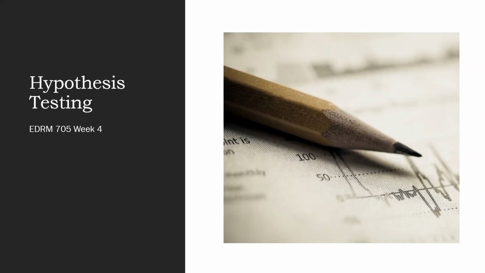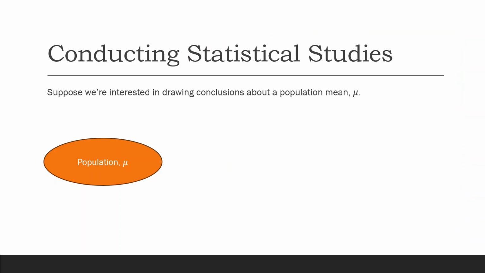Let's talk about hypothesis testing. Whenever we conduct a statistical study, usually we're interested in drawing conclusions about some characteristic of a population, right? And so for this part of our course, we're going to be thinking about drawing conclusions about a population mean mu. So we usually start with the population that we're interested in, right?